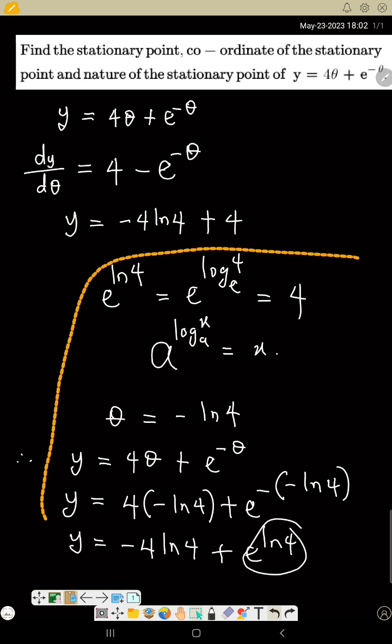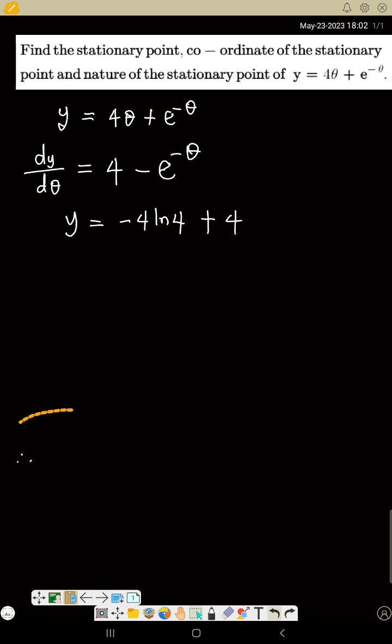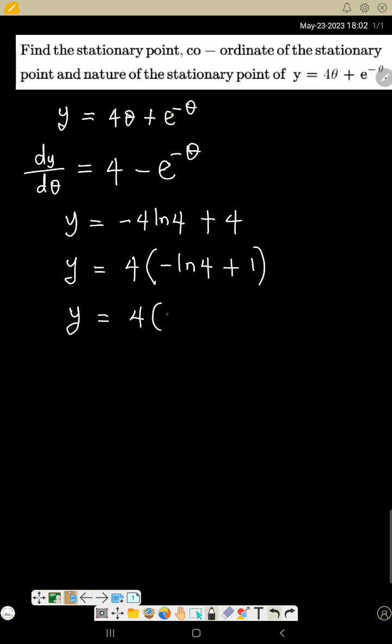So now, y is equal to, 4 is common. If 4 is common, I'll have minus ln 4 plus 1. So 4 is out. So this is the same thing as 4 into bracket 1 minus ln 4. So this is our y now.